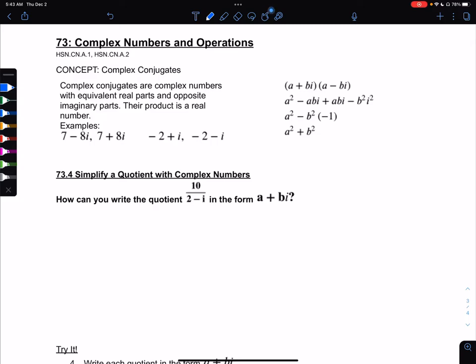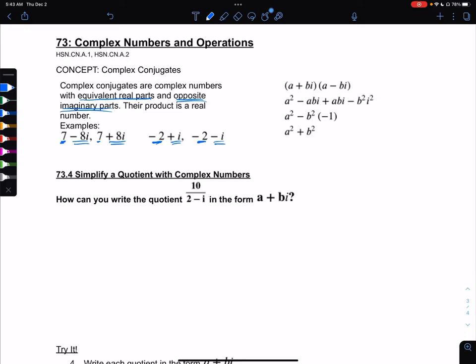So the concept: complex conjugates are complex numbers with equivalent real parts, so equivalent real parts being like 7 and 7, or -2 and -2. And then opposite imaginary parts. So opposite imaginary parts would be -8i, +8i, +i, -i. And their product is a real number.